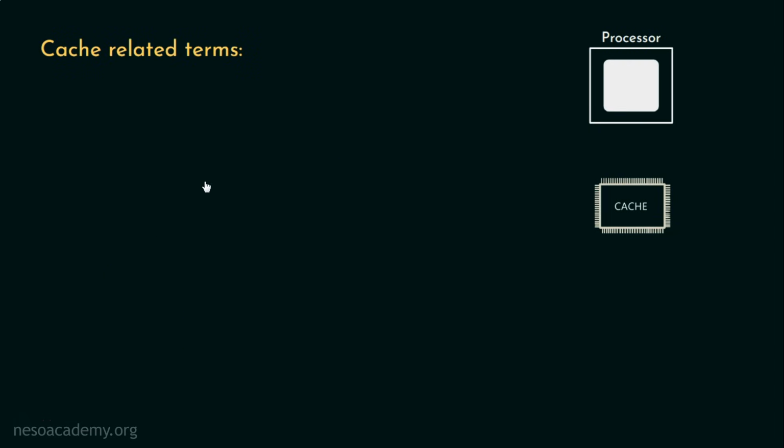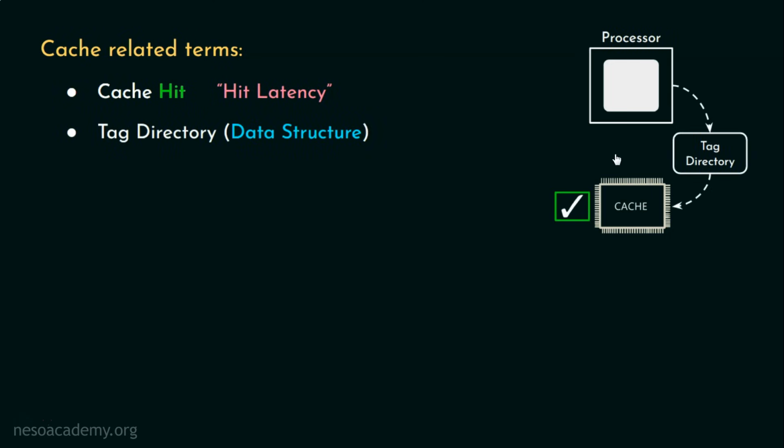Now, let's get to know a few terminologies related to cache. The first one, cache hit. During execution, if the processor is able to find the required information in the cache, we call it a cache hit. And the time required by this process is known as hit latency. Here, using a specific data structure called tag directory, the processor finds out whether the required information is present in the cache or not. Now, if the information is absent from the cache, we call it a cache miss.